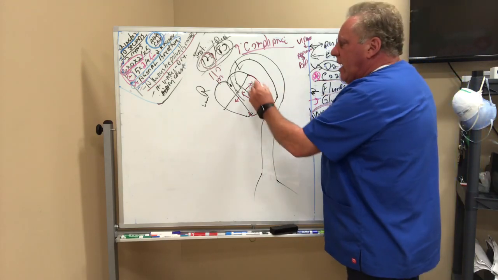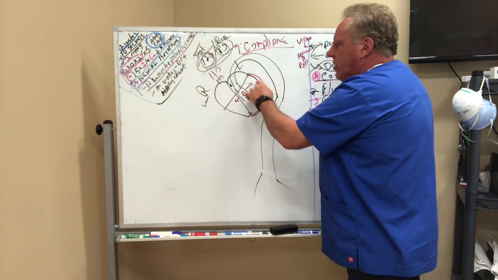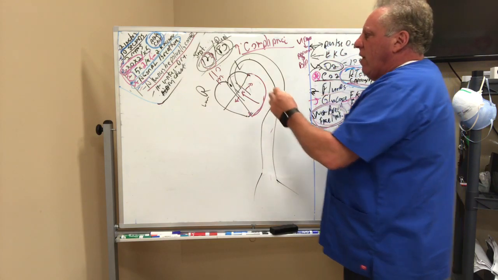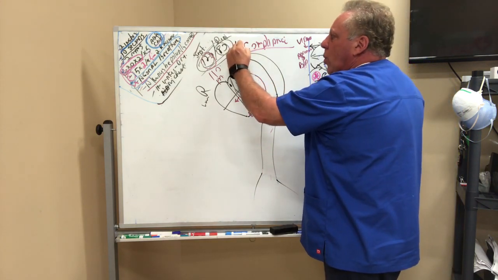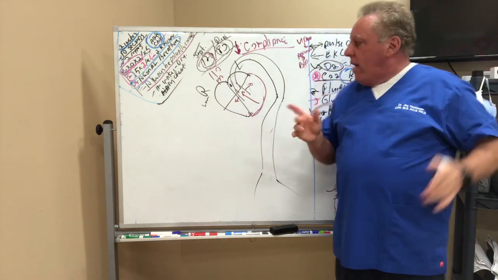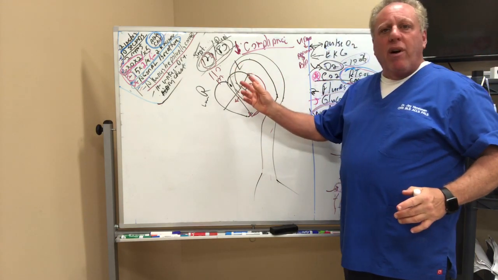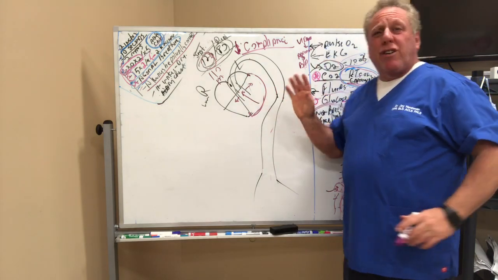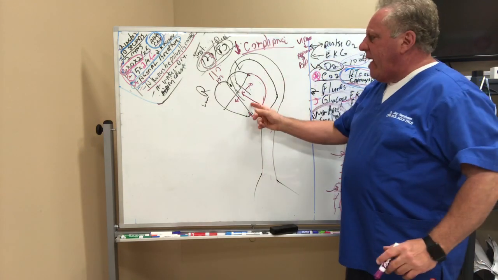Now, secondarily, it will also affect the heart muscle, because remember, if the compliance becomes very low and the mouth doesn't open up wide enough, and that blood still has to go through the aorta, the left ventricle has to contract harder to get that blood out.